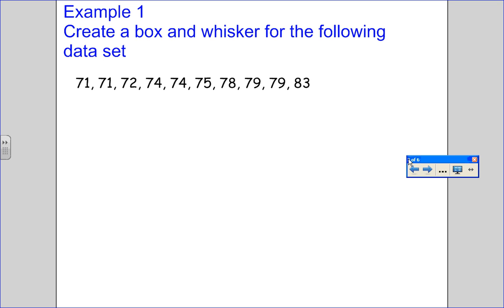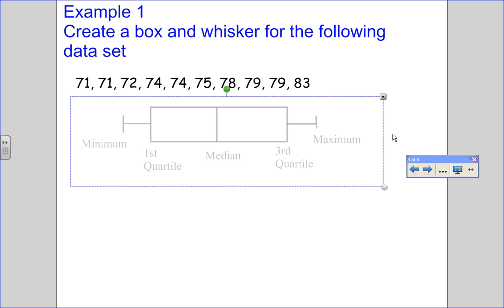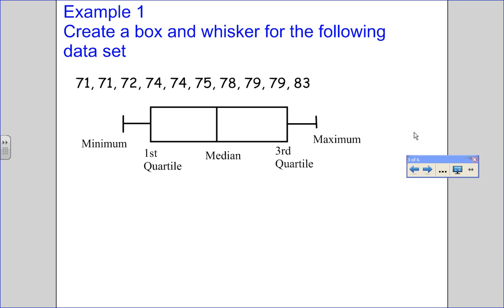Let's refresh our memories about the box and whisker plot. So a box and whisker plot looks like this. And the box and whisker plot is made up of the minimum, the first quartile, the median, the third quartile, and the maximum. So we just found the median. The minimum is the smallest number, and the maximum is the largest number.